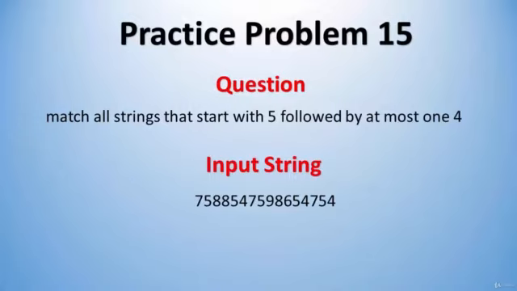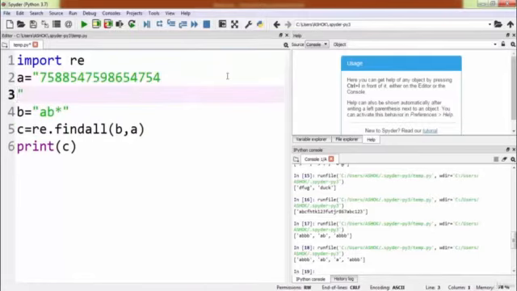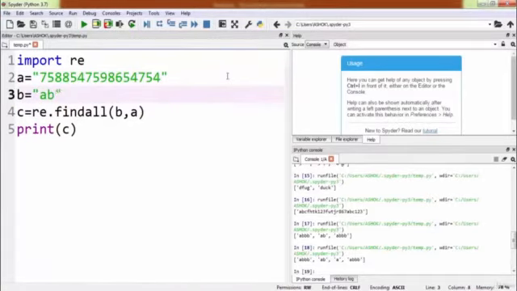The next question is we must find all the substrings which start with 5 followed by at most one 4. That means after 5, either 4 can be present or it can be absent. There is a compulsory occurrence of 5, and after 5, 4 can be present either one time or 0 times. For that I will use the quantifier question mark, and this gives the answer.